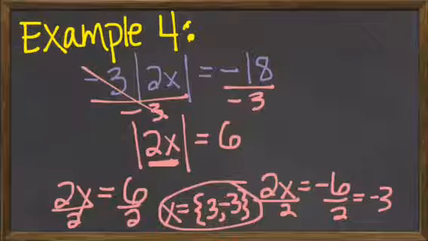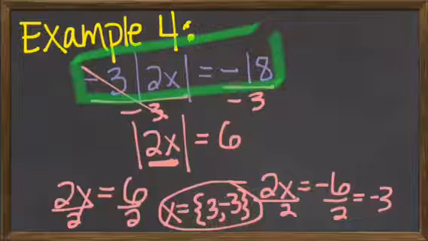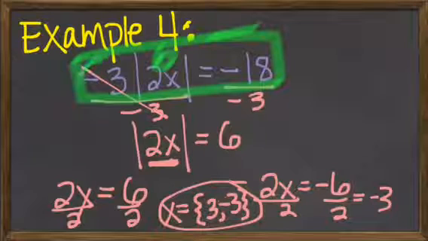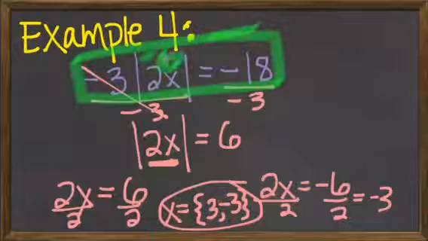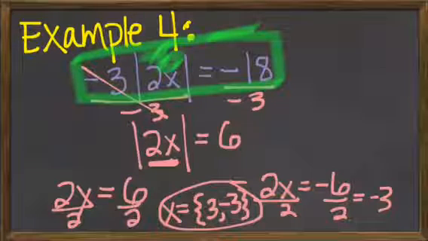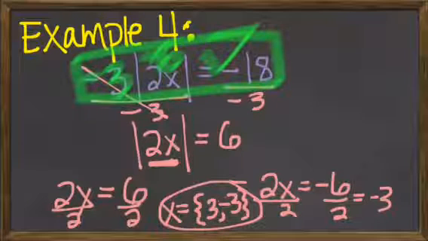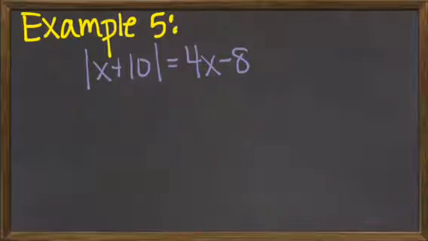We're going to check both of those by plugging it into our original equation here. And 2 times positive 3 gives me 6. And negative 3 times 6 is negative 18. So that works. If we have negative 3, we get a negative 6 in here. The absolute value of negative 6 is positive 6. And so negative 3 times positive 6 does equal negative 18. So both of these solutions work.